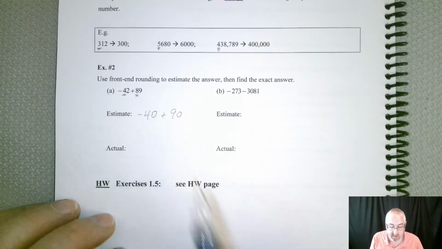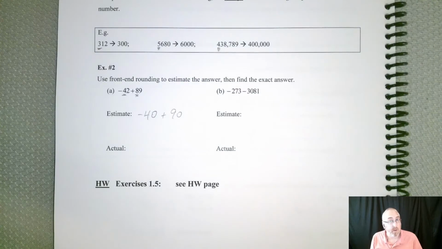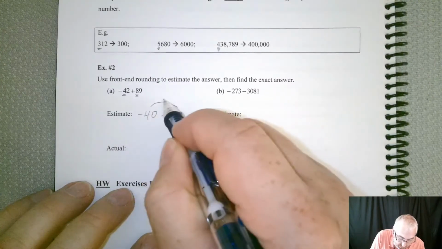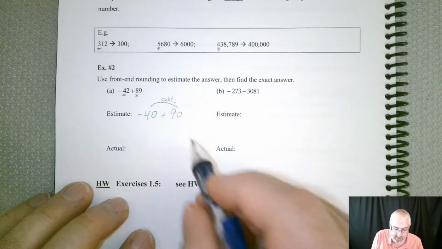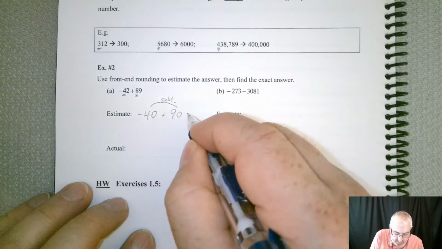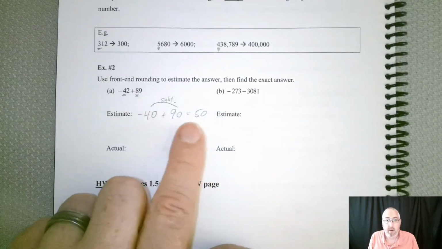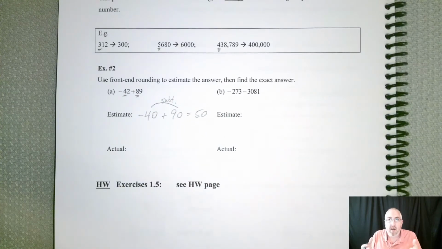So now what's the answer to that? What would negative 40 plus 90 be? What do we got to do with those two numbers? Ooh, you got to remember back to the addition rules. The signs are different, so we're really subtracting. 90 minus 40 is 50, and it's going to be a positive 50 because 90 is bigger. So, all right. That gives us an idea of what the answer is going to be close to.